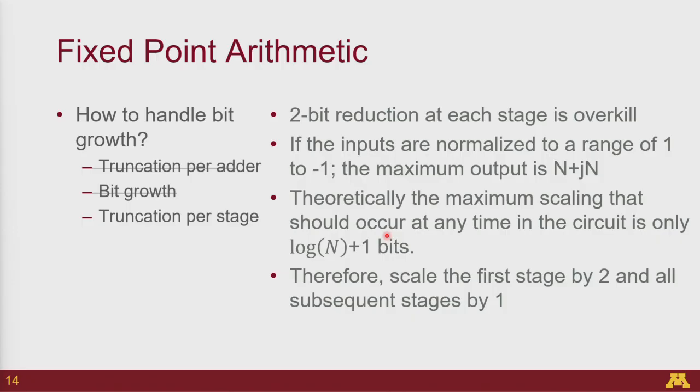So this is usually a good compromise between the two. Instead of growing at 2 bits per stage, you just grow it at 1 bit per stage. The number of stages is log N, and in the first stage you truncate by 2 bits. So in the first stage you scale and truncate by 2, and all subsequent stages are truncated by 1, and that way you can ensure that the final result will still fit within the accuracy which you require.